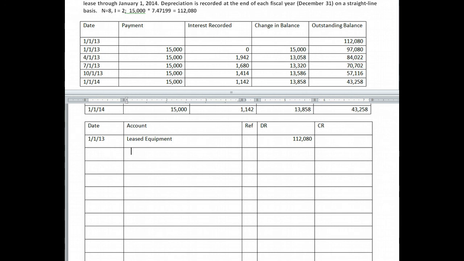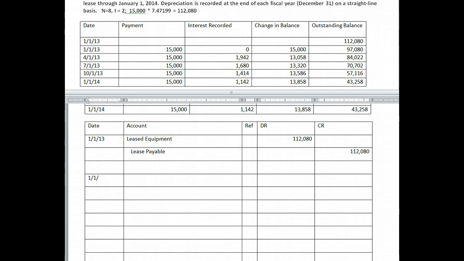Now the next thing we've got to put on our books is very much like we financed the asset. When we do a capital lease, it's very much like we are financing the asset. So we're going to record the lease payable on there at the exact same amount, the $112,080. So that's the initial entry to create the lease on our books. We put that equipment on and we record the lease payable.